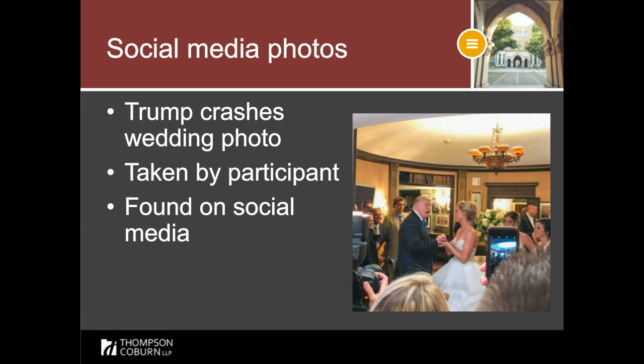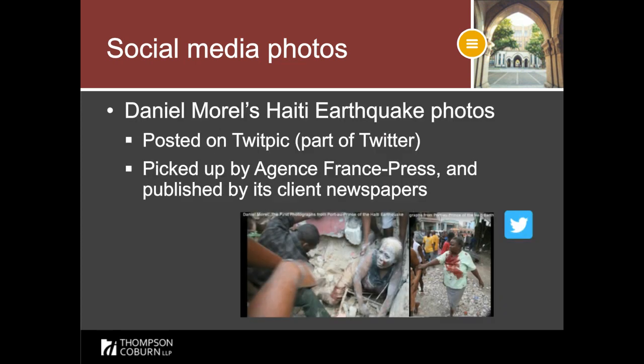All right, one more example. The Haitian earthquake a few years ago. There was a professional photographer, Daniel Morel, who was there in Haiti when the earthquake happened, and he took some incredibly dramatic photographs of the earthquake. So somehow, again, I'm not sure how, they were put on Twitter, and French press agency picked them up, and some of its client newspapers published them.